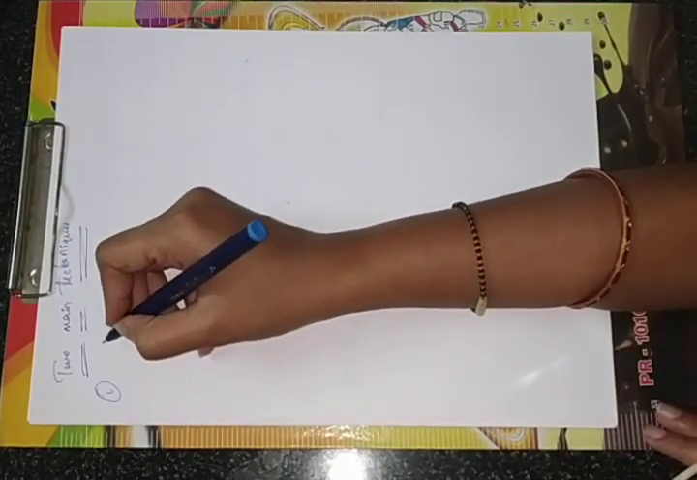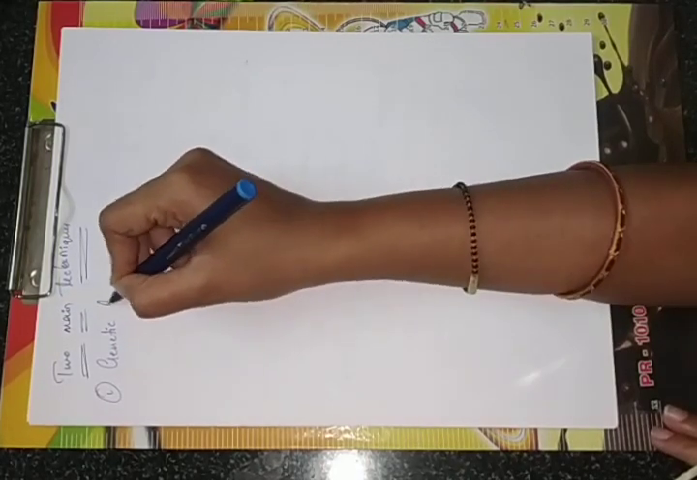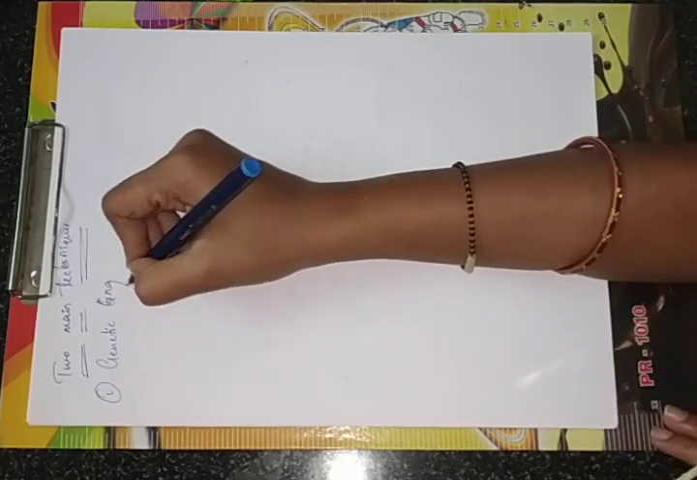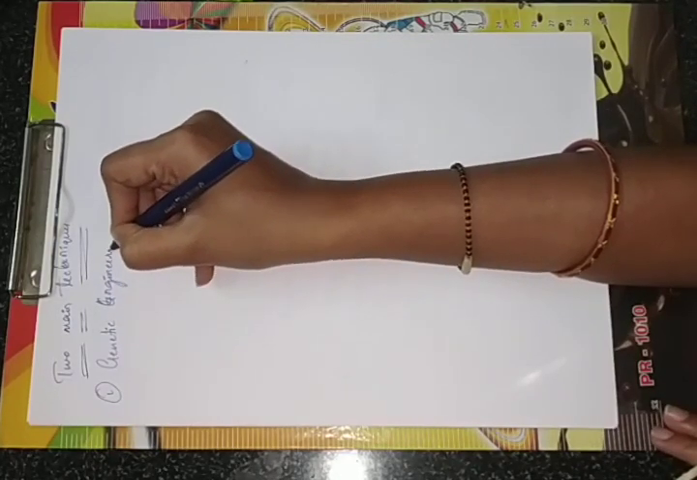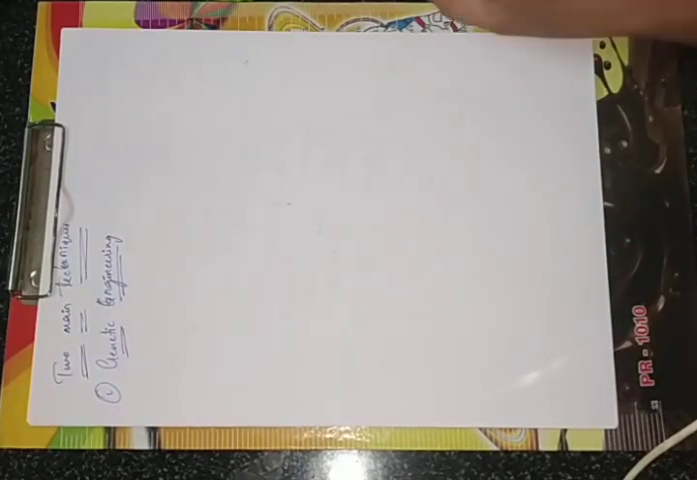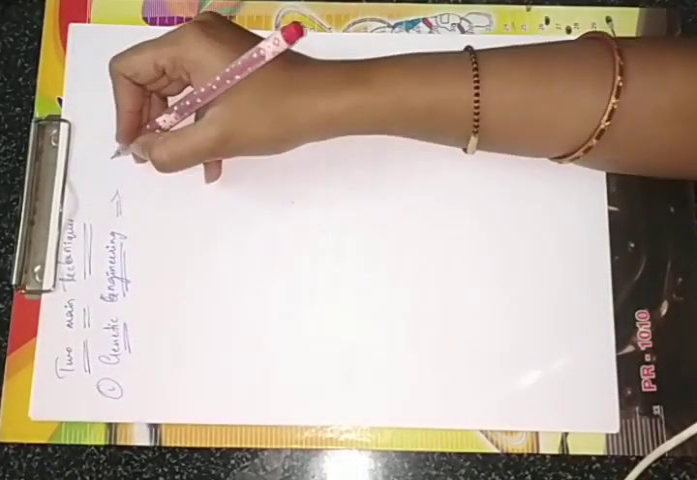First one, genetic engineering. I think you have already heard many times about genetic engineering. What actually is it? What does genetic engineering mean? It includes techniques to alter the nature of the genetic material. That's what is called genetic engineering.